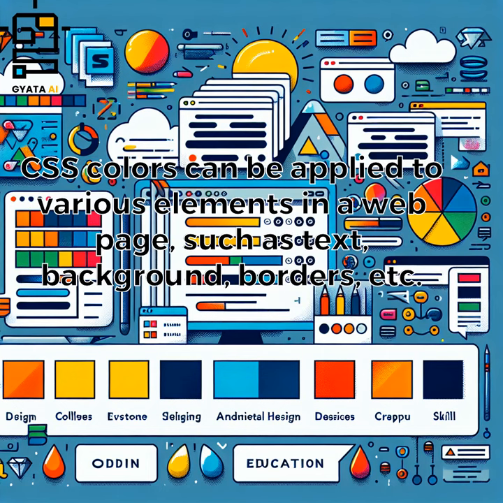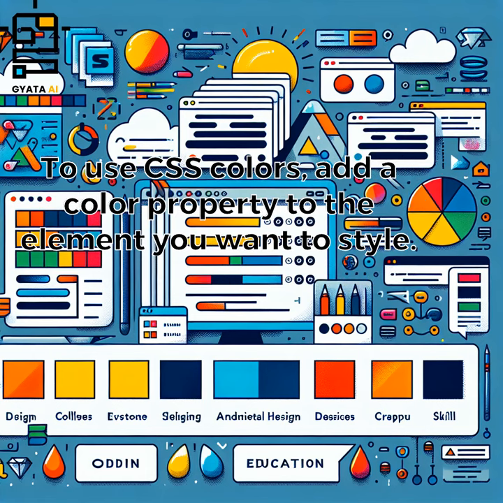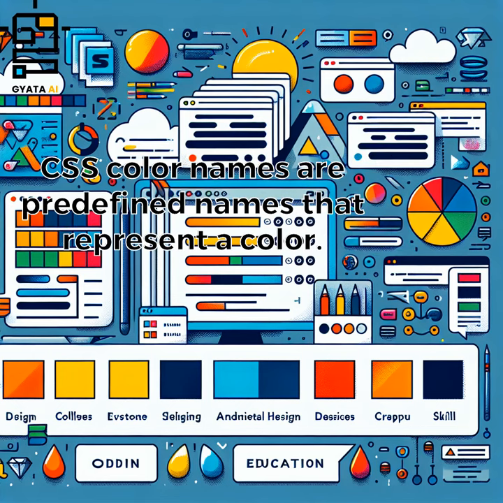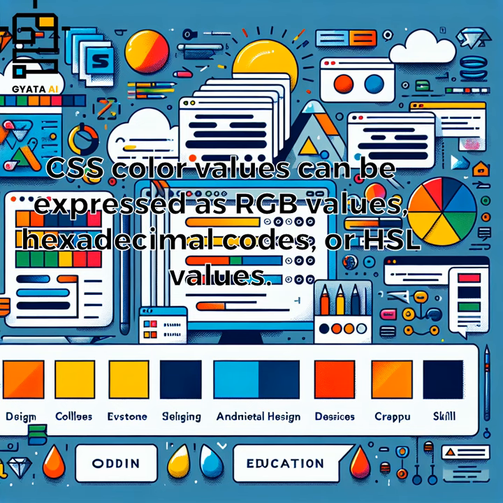How to use CSS colors. CSS colors can be applied to various elements in a web page, such as text, background, borders, etc. To use CSS colors, add a color property to the element you want to style. CSS color names and values. CSS color names are predefined names that represent a color. CSS color values can be expressed as RGB values, hexadecimal codes, or HSL values.